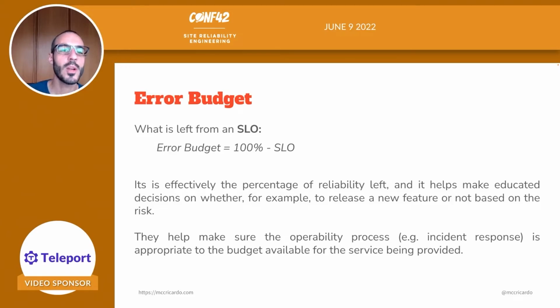So what exactly is an error budget? An error budget is nothing more than what is left from my SLO. So if I consider 100% and I remove the SLO, I get my error budget. So if I have an SLO of 99%, I can say that I have 1% of error budget. So it's effectively the percentage of reliability left, and it helps us make educated decisions on whether, for example, to release a new feature or not. We're going to see that in a bit.